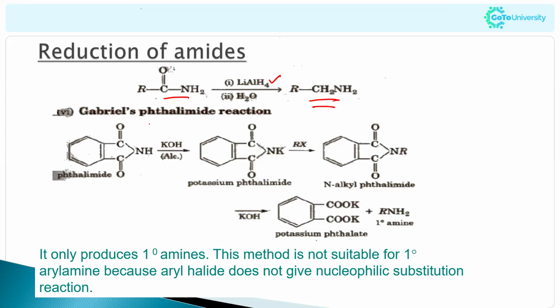Okay. Now you see Gabriel phthalimide reaction. In Gabriel phthalimide reaction, we have a phthalimide. It is reacting with potassium hydroxide and converting into potassium phthalimide. And this potassium phthalimide, on reaction with alkyl halide, would convert into N-alkyl phthalimide. So this is another kind of reaction. This N-alkyl phthalimide, again reacting with potassium hydroxide, is converting into potassium phthalate. And another product is primary amine. So here primary amine is produced as the byproduct of the reaction.